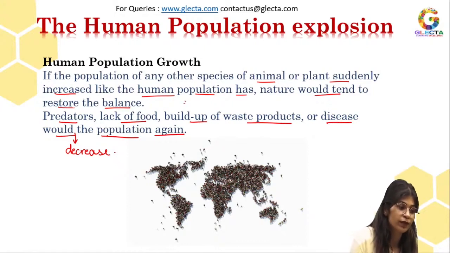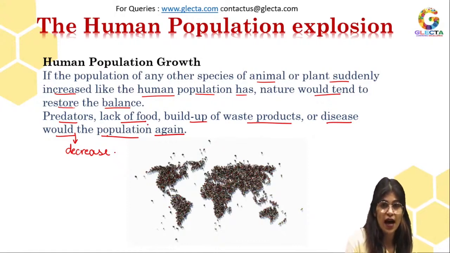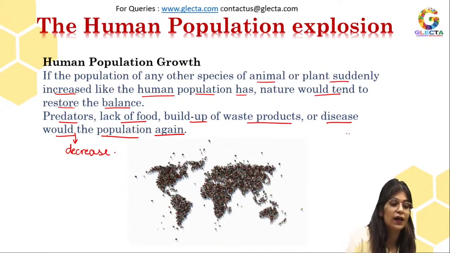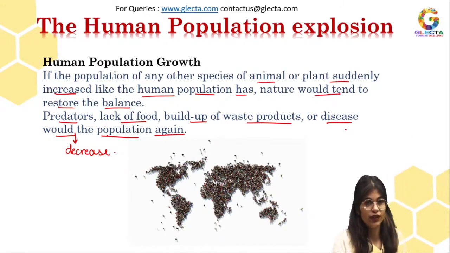Lack of food. Parts of the planet which have scarcity of food, people there are dying because of lack of food. Build-up of waste products, where there's no proper solutions for waste disposal. People are dying there because of diseases, and also the natural diseases that we already have.